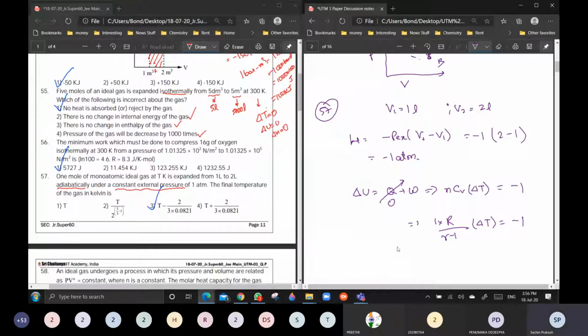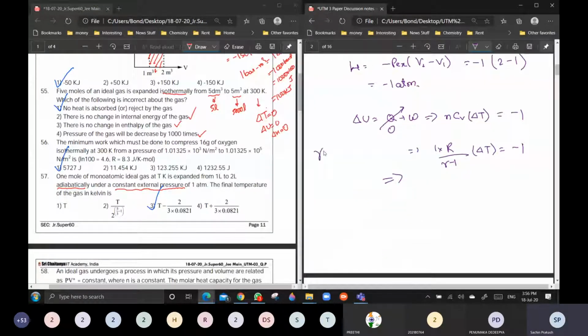Gamma is how much for an ideal gas? 5 by 3. For monoatomic gas, gamma is 5 by 3. So I can write it as R by (5 by 3 minus 1) into (T final minus T) equals minus 1. I want to find T final. So this whole thing will be R by 2 by 3 into, if I multiply everything by minus, T minus TF, that is equal to 1. So I can say that T minus TF is equal to 2 by 3R.